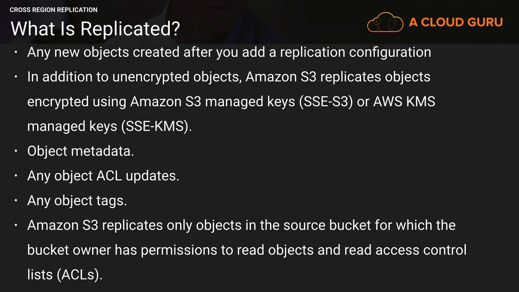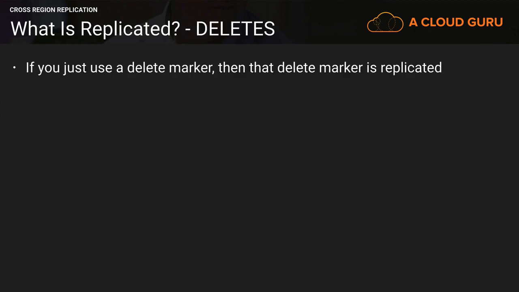It also replicates the object metadata, any object access control list updates, any object tags, and then Amazon S3 replicates only objects in the source bucket for which the bucket owner has the permissions to read the objects and read access control lists. So you have to make sure that your owner for the source bucket definitely has the permissions to read the objects and read access control lists. If not, then you have to go in and basically enable that using object ACLs.